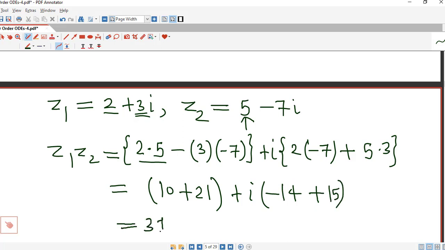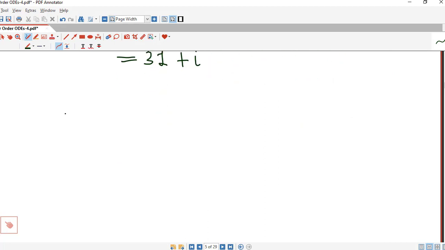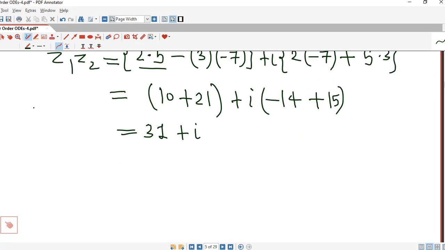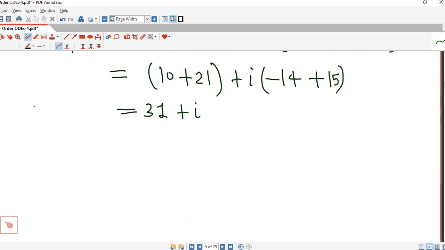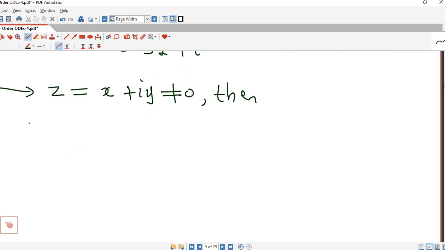So this is 31 plus 15 minus 14, 1, that is i. So in this way we can multiply two complex numbers. Another requirement for this case is if we have z equal to x plus iy, which is a non-zero complex number, then if we want to find the reciprocal of z, then how to find 1 by z?